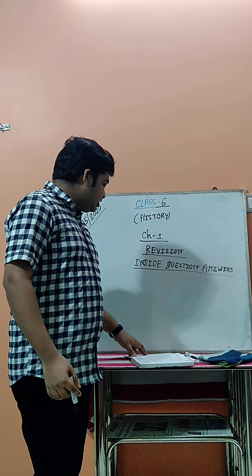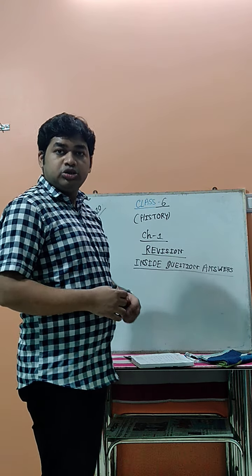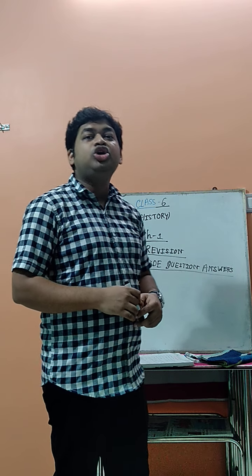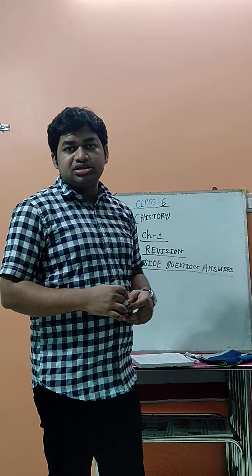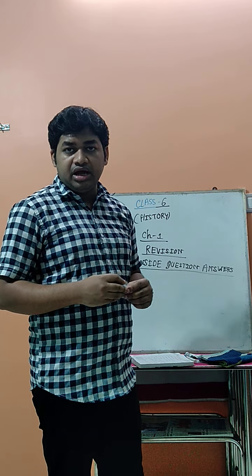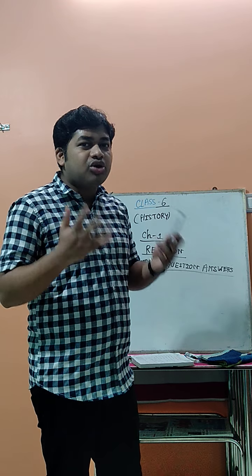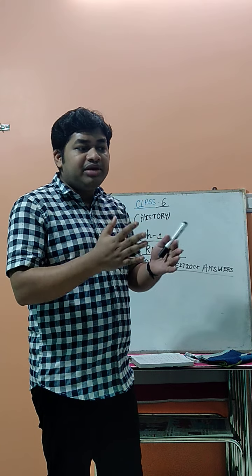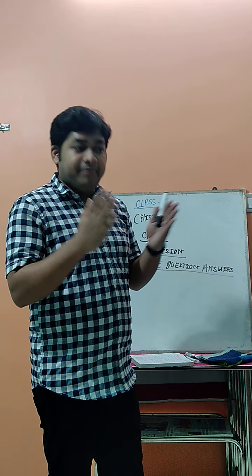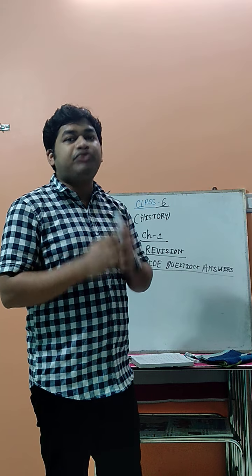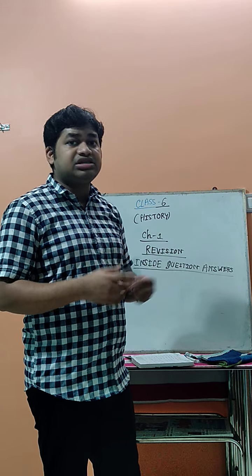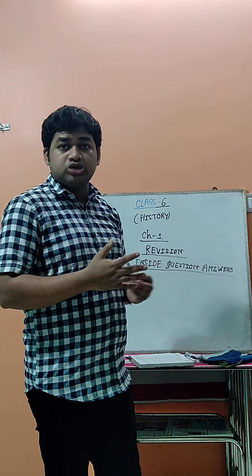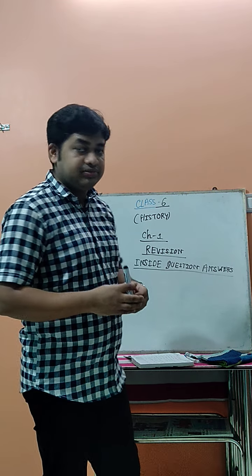And next is, what is the meaning of Mesopotamia? Mesopotamia means land between two rivers. Why is it called that? Because the Mesopotamian civilization is located between the rivers Tigris and Euphrates. That is why the meaning of Mesopotamia is the land between two rivers.